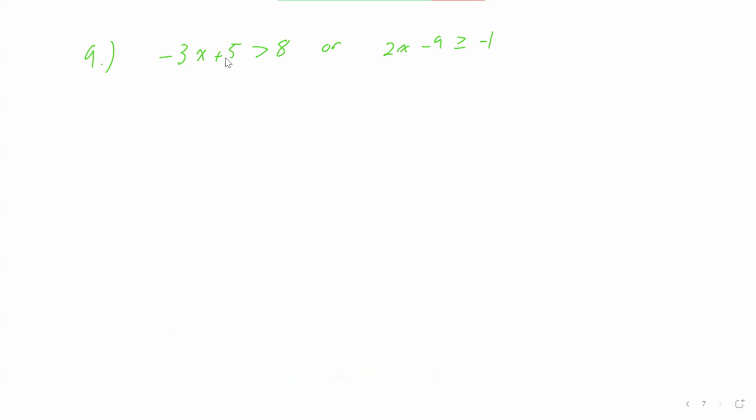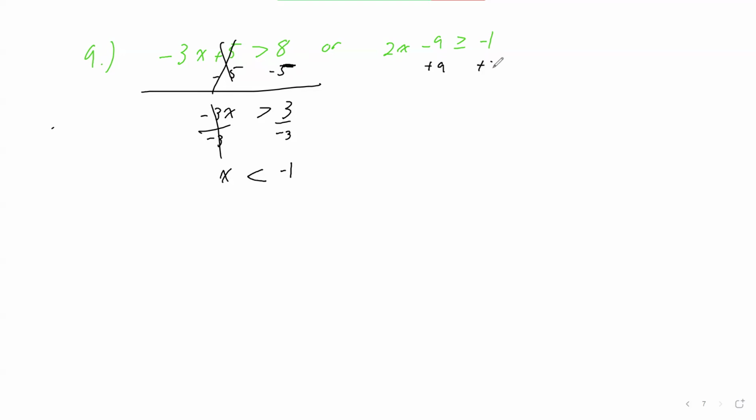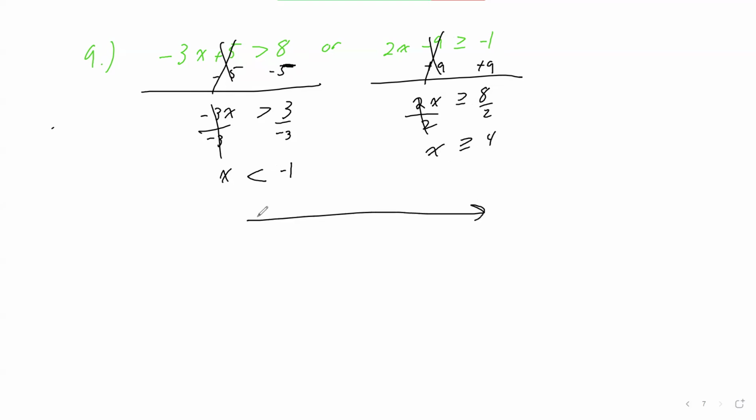So I'm going to solve the first one. I'm going to subtract 5 on both sides. We get -3x is greater than 3. Divide that by -3. I get x less than -1, but I have to flip that inequality. And then I'm going to solve the other one. So I'm going to add 9. So I get 2x is greater than or equal to 8. Then I'll divide by 2. And I get x is greater than or equal to 4. So you solve both, but you put them both on the same graph.